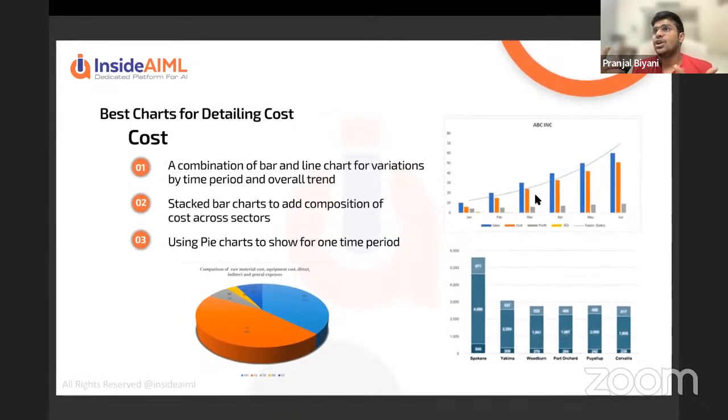For example, your profits are growing, but your sales and revenue is not. What does that mean? Your cost could be less. That's a possibility. Or let's say your sales are growing, but your profit is not growing. So what does that mean? That cost is increasing by the same amount.